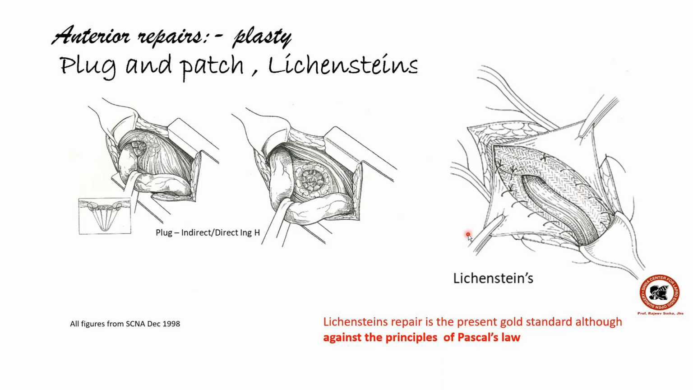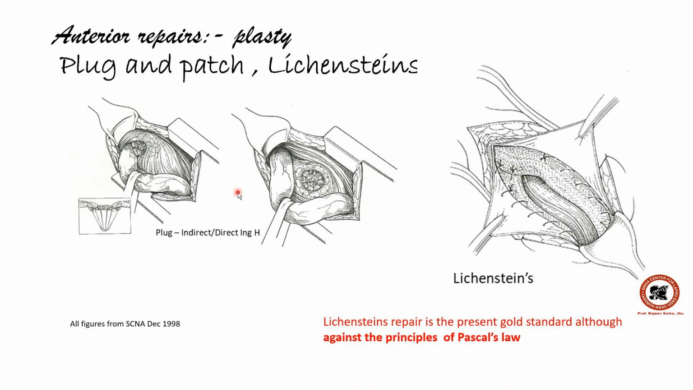Another method of doing a plasty. So these are basically plasties. The other method is what is known as plug and patch. See this plug we pushed in? So that is a plug. That is how it looks. So at the deep ring, the plug goes into the preperitoneal space. But the problem with these plug and patch repairs is that you're putting in a lot of foreign material inside.